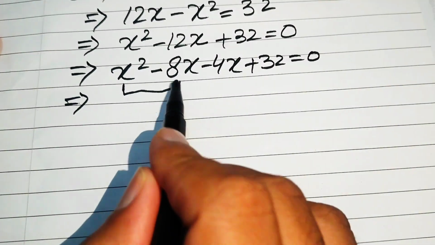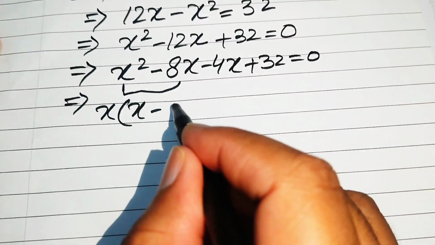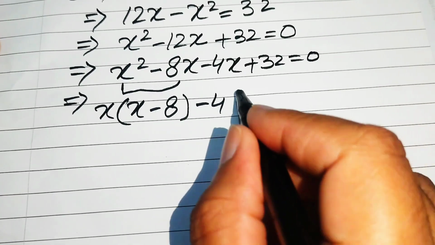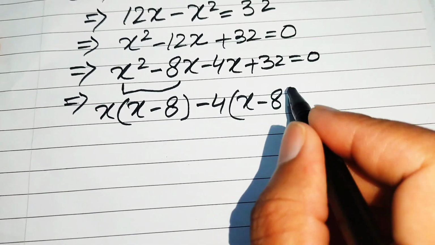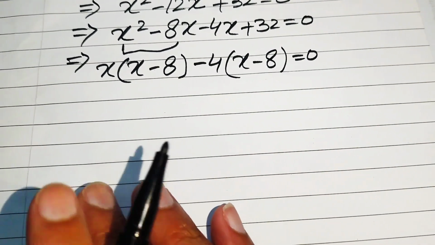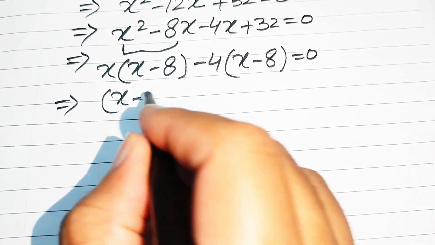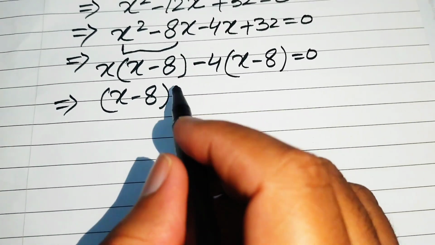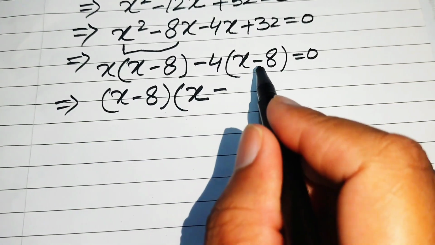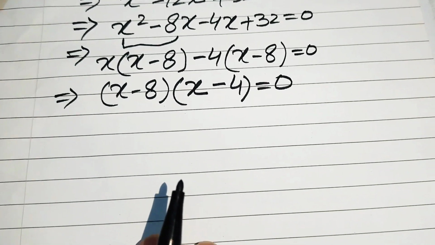x from the first two terms. So when we take common x here, we get x minus 8, and here we take common minus 4 and we get x minus 8 equals 0. And now in the next step here we take common x minus 8 from both of these two terms. So here when you take common x minus 8, then you get here x, and minus 4 equals 0.